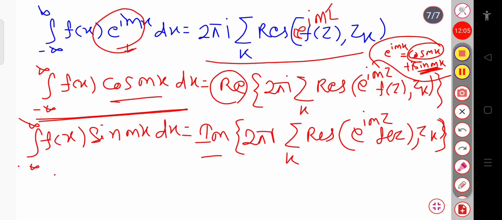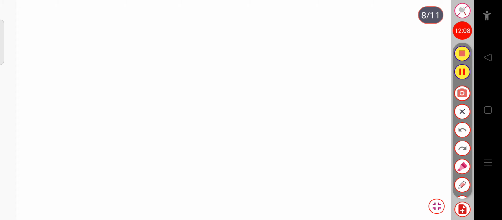So let us take one example. Suppose our question is to integrate from 0 to infinity cosine x dx divided by x square plus a square. From this expression, you can replace this cosine x by some exponential term. Suppose your integration from 0 to infinity is given as exponential imx divided by x square plus a square dx.